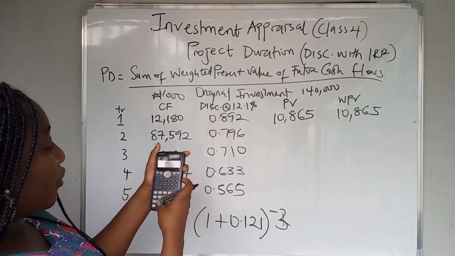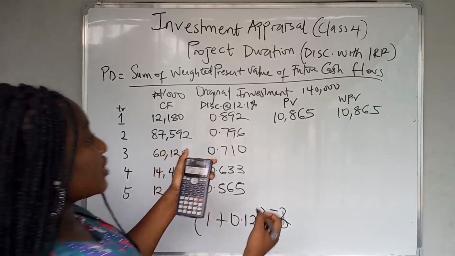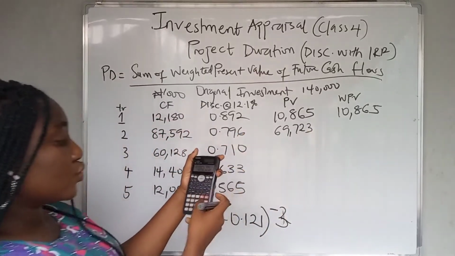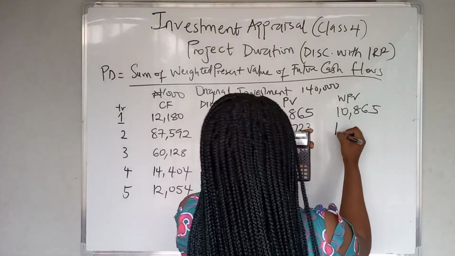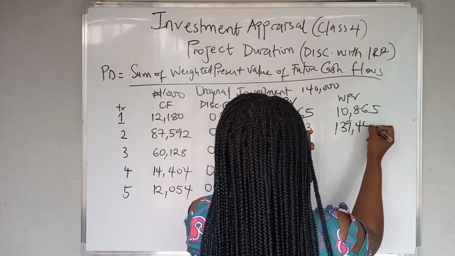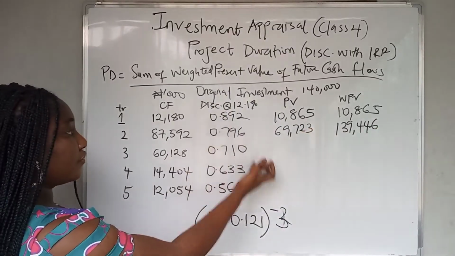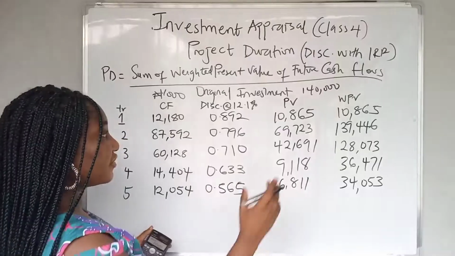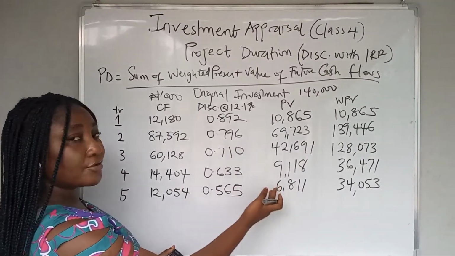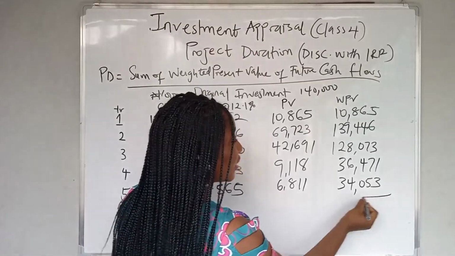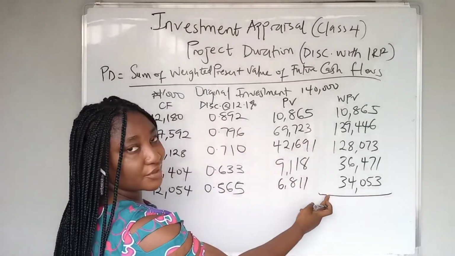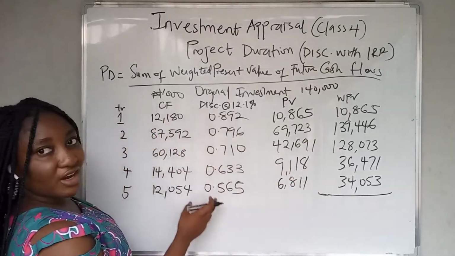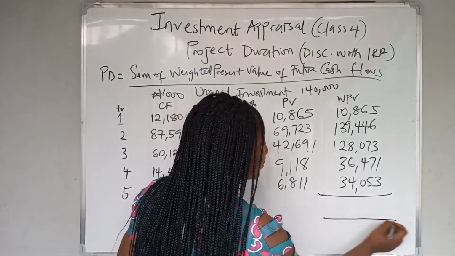87,592 times 0.796 equals 69,723 times 2, right? That's 139,446. Now let's do for year 3, year 4, and year 5. Right. So now that you have done for year 3, 4, and 5, you get your sum of weighted PV, right? Sum of weighted present value of future cash flows. So when you add all of this, what will you get?